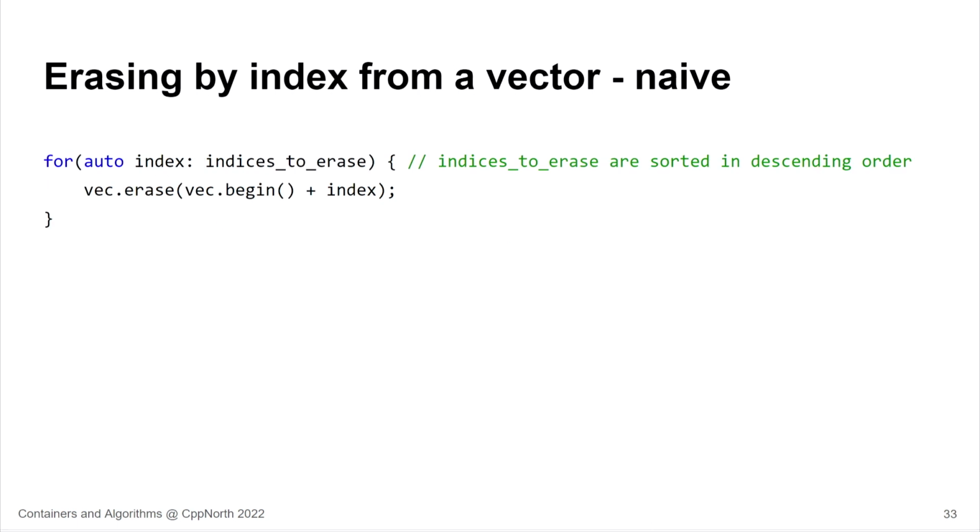If it is a vector, we can just call erase on all indices. Now, since we are doing it from the back, I mean, they are in descending order, there is no problem. The indices are not changed for those that are before. But this is not so efficient. What is a better way to achieve the same?